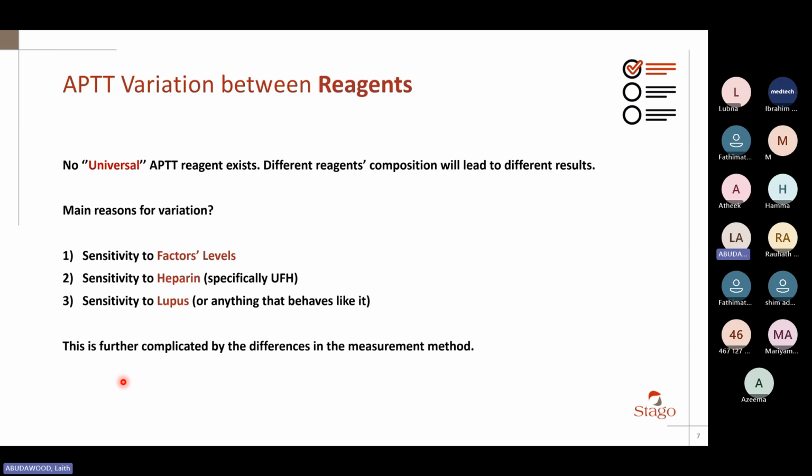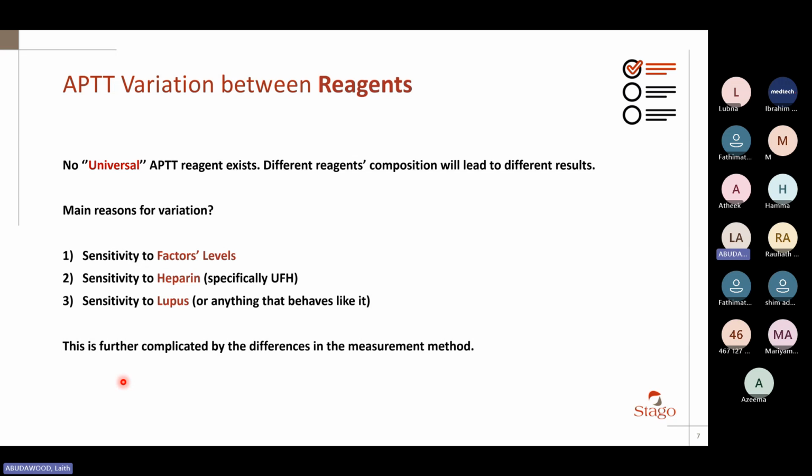Because you can either have an APTT reagent that is sensitive to heparin or not sensitive to heparin. You cannot have both at the same time. You can have an APTT reagent that's either sensitive to lupus or not sensitive to lupus. You cannot have both at the same time. It's impossible, right?